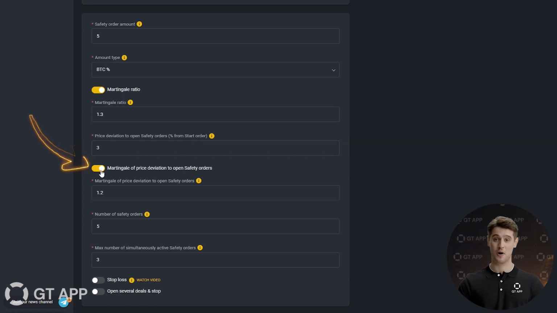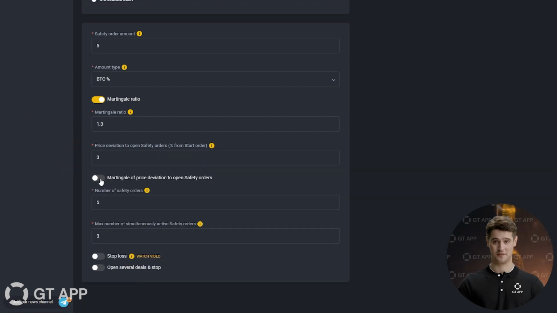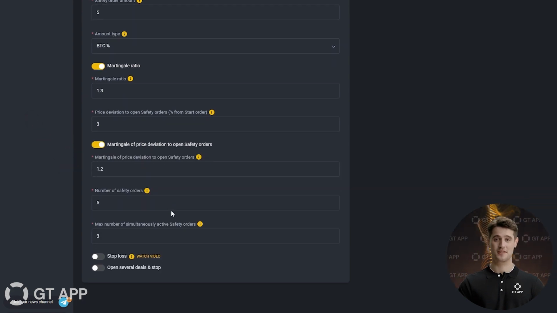The next switch is Martingale of price deviation to open safety orders. If enabled, it works the same way as Martingale Ratio. Each subsequent safety order will be larger than the previous one. For example, if your deviation for the safety order is set to 3%, the next safety order will be at 3.6%, and so on because the coefficient is set to 1.2 in my case.